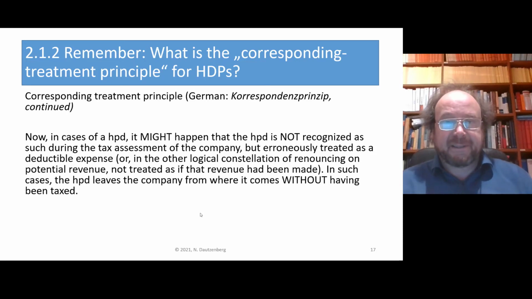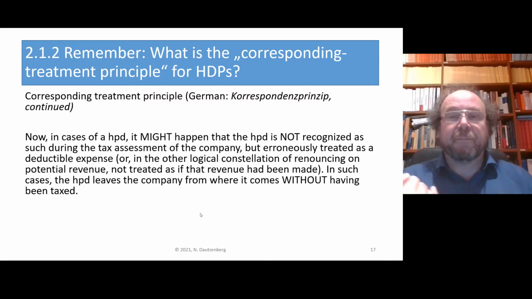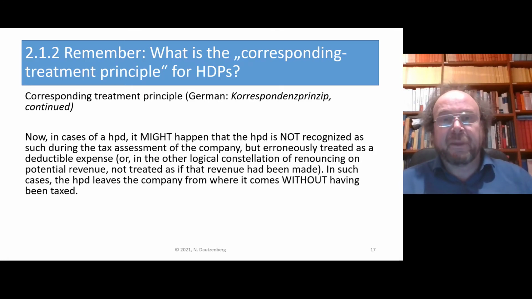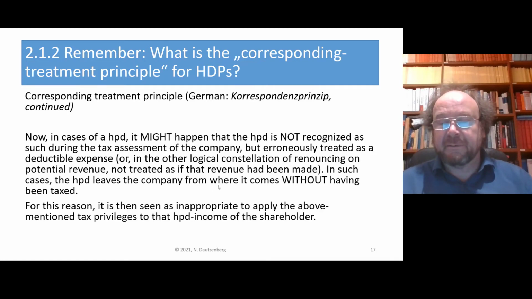But here it has. So if you receive a hidden profit distribution and you can't prove that that hidden profit distribution has been correctly declared and taxed on the level of the corporation which pays it out, then you automatically will have to pay the full tax rate for that dividend which you get. So it will be treated as income from capital because it is a dividend, but the consequence will just be you don't get the reductions.